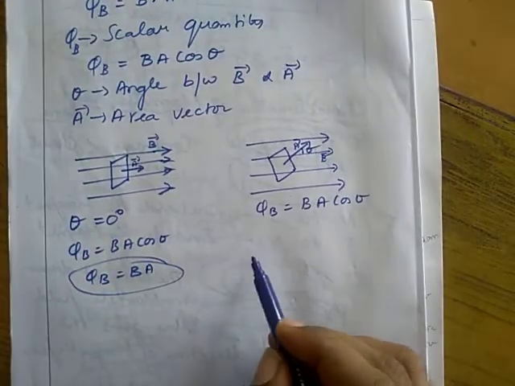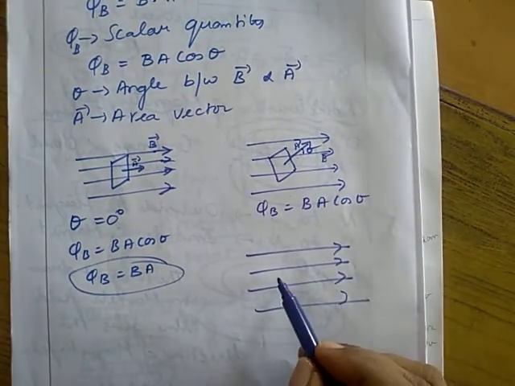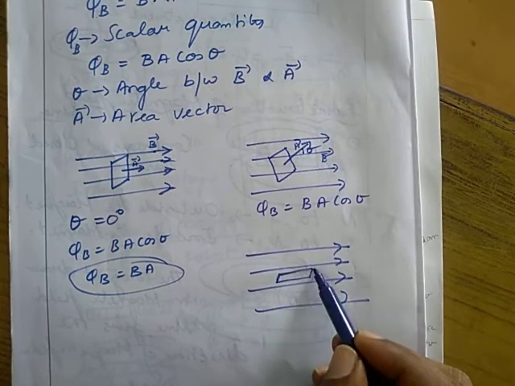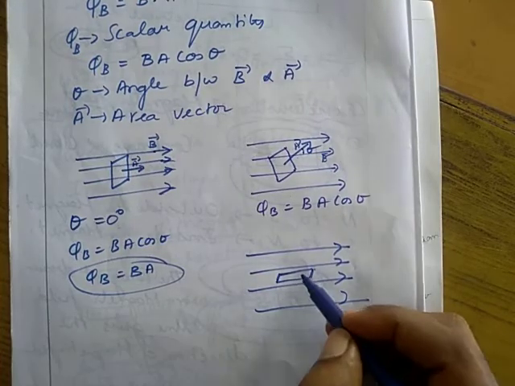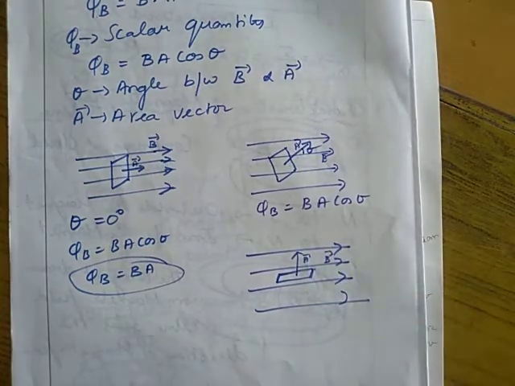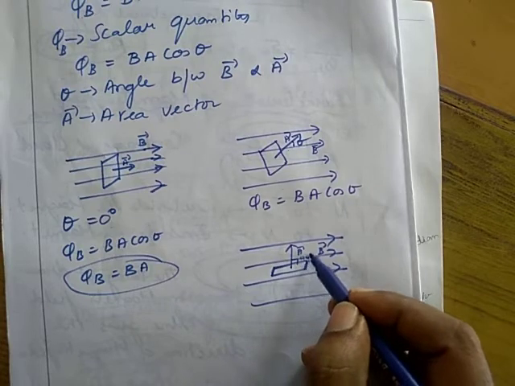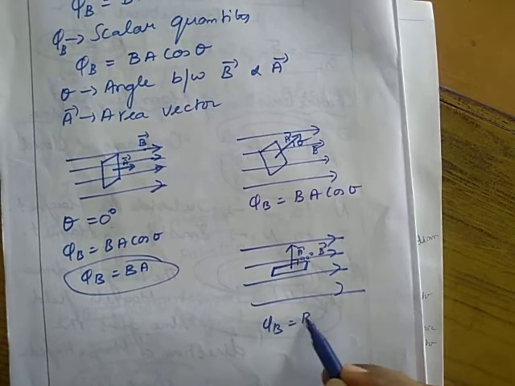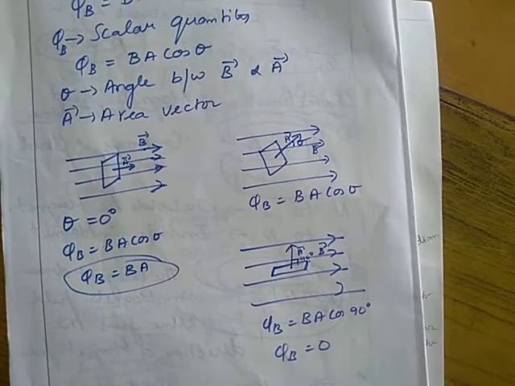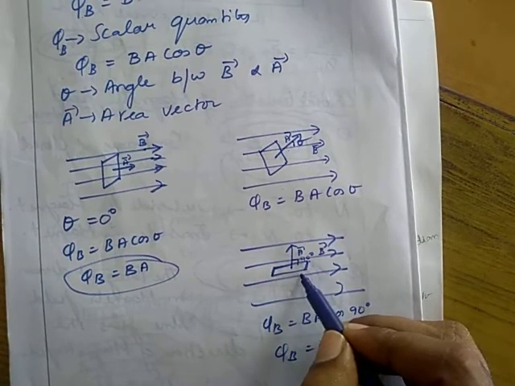If suppose here it is a magnetic field, I place that plane parallel to the magnetic field. Then the area vector is perpendicular to the magnetic field. You got it? Then for this case the angle between B vector and A vector is 90 degree. Then the flux phi B is equal to B A cos 90 degree. Cos 90 is 0, then flux phi B became 0. There is no flux when the plane is placed parallel to the magnetic field.